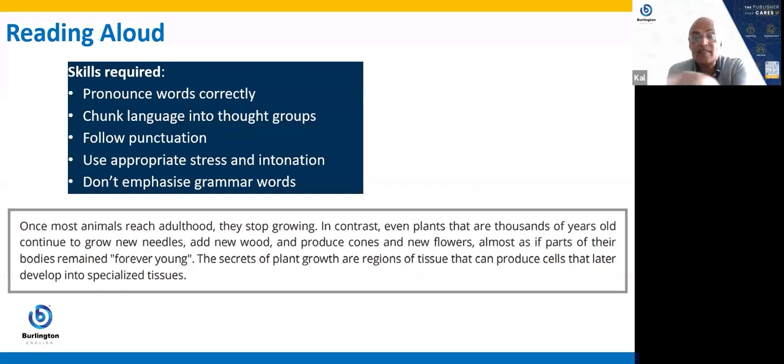So if we take the second sentence here, it says, in contrast, punctuation point, you pause. Even plants that are thousands of years old continue to grow new needles. Now that's in between the two commas there, but within that, it's up to me. What do I stress? How do I group those words together? There's not a hard and fast rule. You could do anything you actually want.